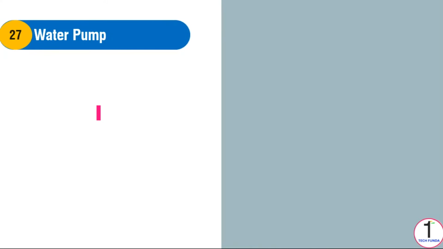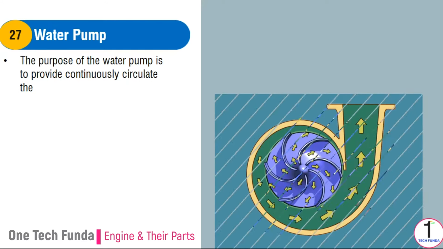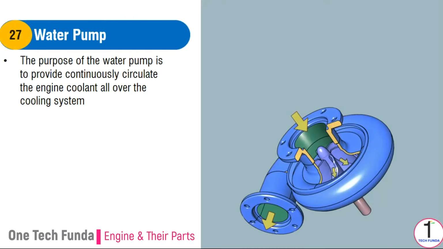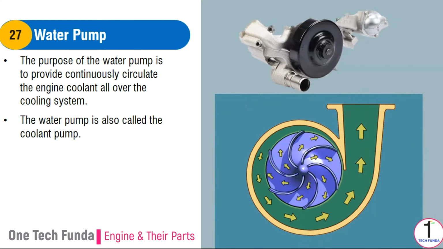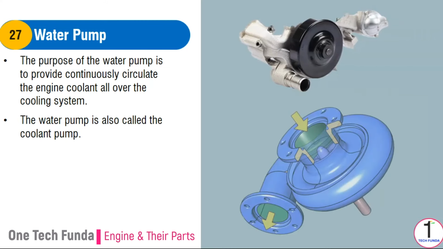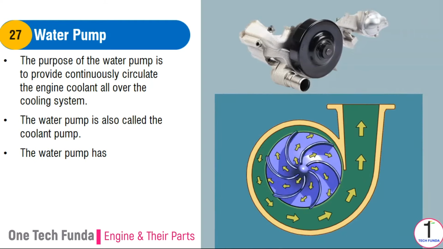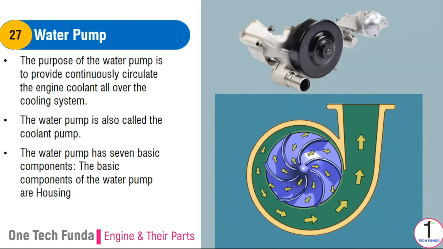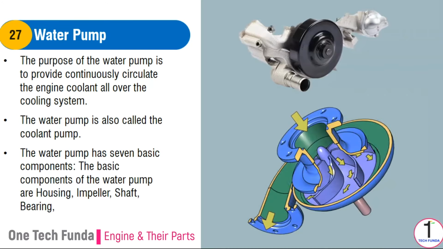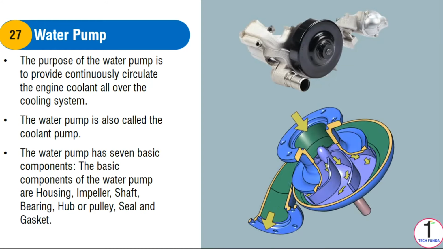Water pump. The purpose of the water pump is to continuously circulate the engine coolant all over the cooling system. The water pump is also called the coolant pump because it is used to constantly circulate coolant throughout the engine and regulate the coolant flow rate of the cooling system. The water pump has 7 basic components. The basic components of the water pump are housing, impeller, shaft, bearing, hub or pulley, seal, mounting, and gasket.